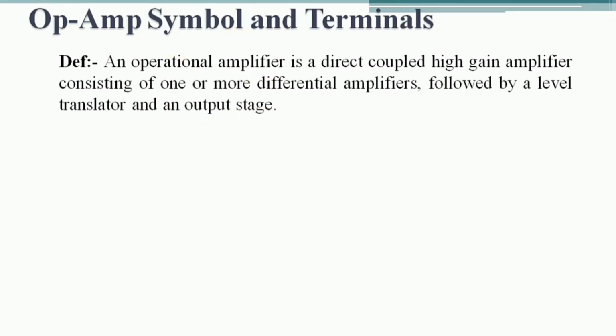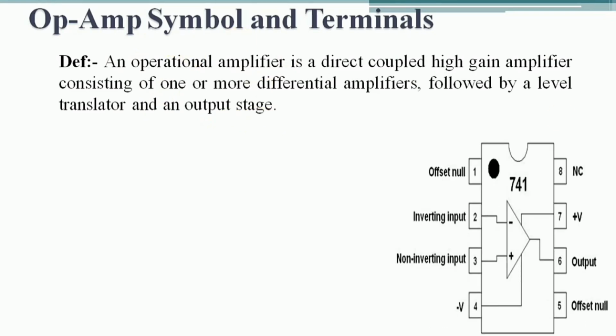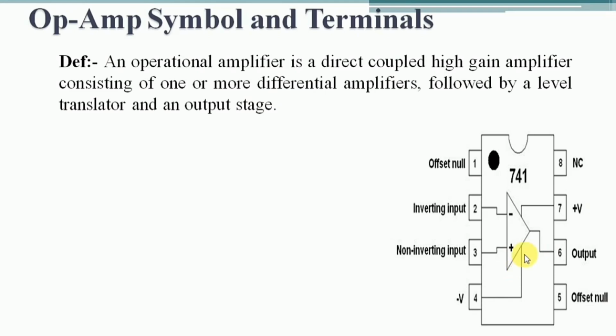Now we are going to see how the operational amplifier symbol is represented. If you observe here, this is the symbol of an operational amplifier. It is represented with a triangle symbol which consists of two inputs and one output. The operational amplifier that is commonly used is the IC741, which is a DIP package, that is dual inline package, a mini DIP IC. We know that this mini DIP IC is an 8-pin IC.